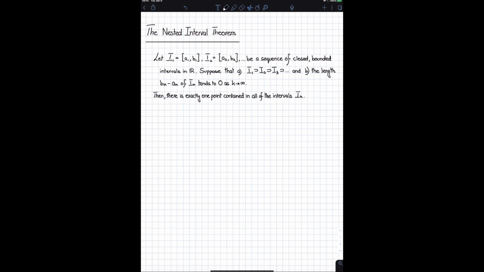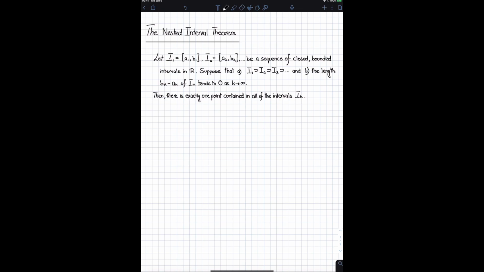So the theorem says: let I1 be equal to the closed interval [a1, b1] and I2 be equal to the closed interval [a2, b2], and so on. Essentially, Ik is the closed interval [ak, bk]. So this is in general what the kth interval will look like. Let this be a sequence of closed and bounded intervals in R. Of course they are closed and they are also bounded.